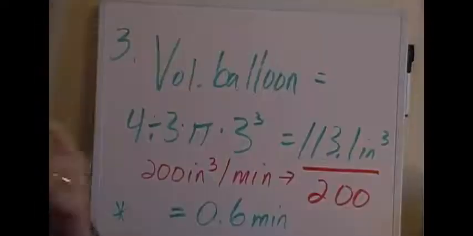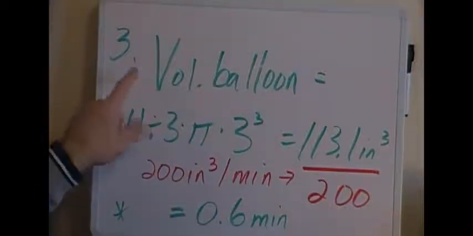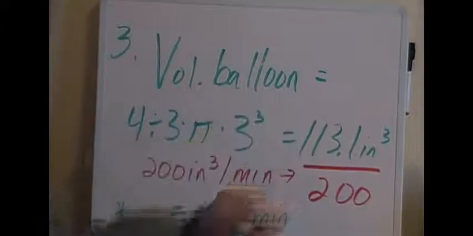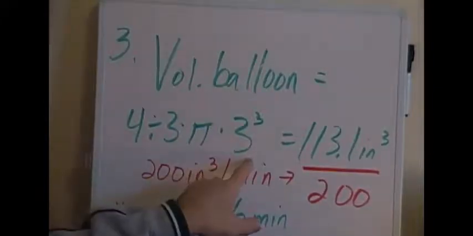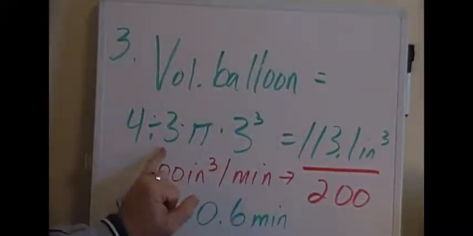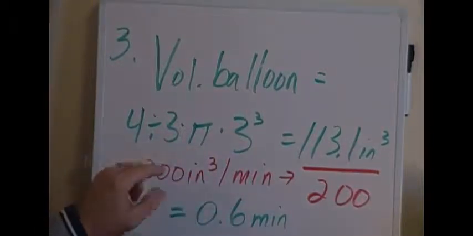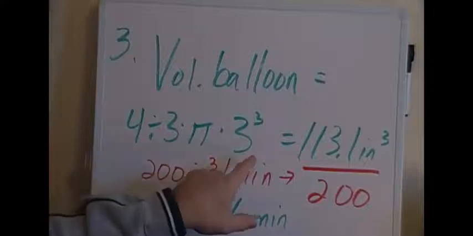Problem number 3. This is a word problem, and there's 2 steps to this problem. First of all, we have to calculate the volume of the balloon. The volume of the balloon is fairly straightforward. It has a radius of 3, so it's 4 divided by 3 times pi, that first string that's always going to be the same for volume of a sphere.